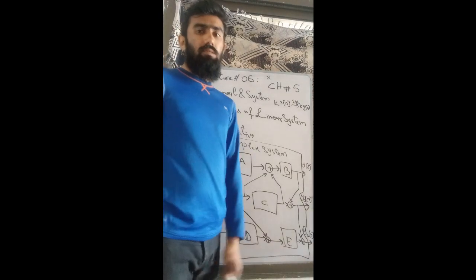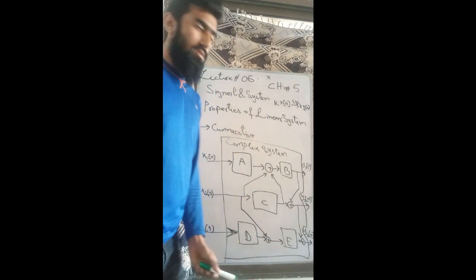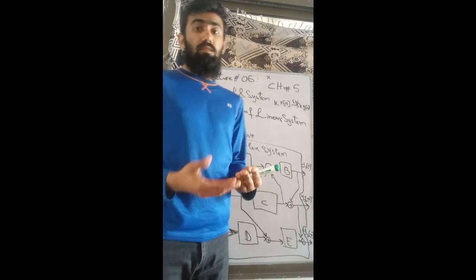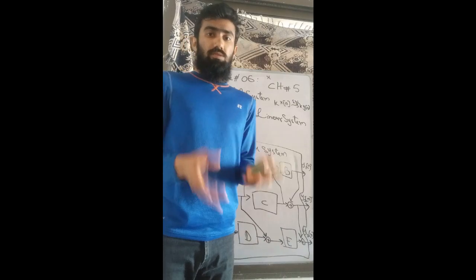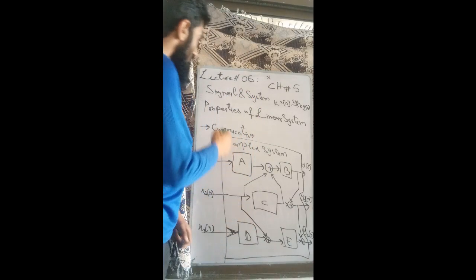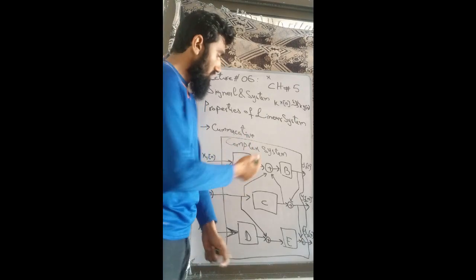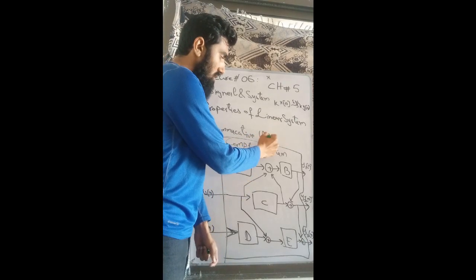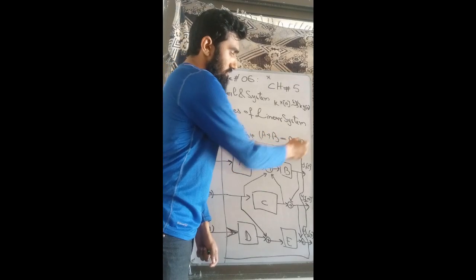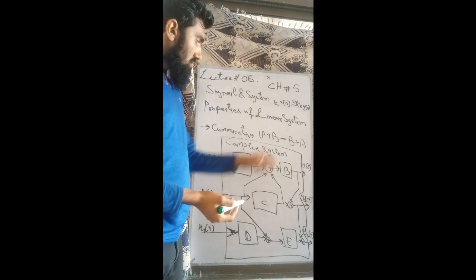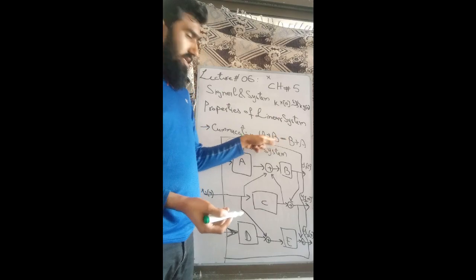Now we will discuss some properties of a linear system, and we will see how we can recognize whether a system is linear or non-linear if we have a complex system. So first of all, the property is commutative. What is commutative? We have studied in our previous classes that a plus b is equal to b plus a. We have studied in our math classes that this is the commutative property.